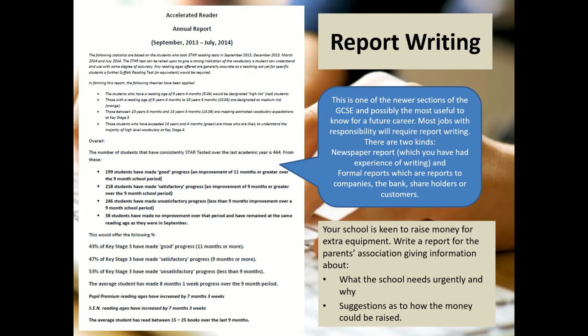There are two different kinds: a newspaper report, which you've had experience of writing before, and more formal reports, which are reports to companies, the bank, shareholders, or indeed customers. Your school, for example, is keen to raise money for extra equipment. Write a report for the Parents Association giving information about what the school needs urgently and why, and suggestions how the money could be raised. That box in a light browny colour at the bottom of your screen gives an example exam question of how a report should look in exam conditions.